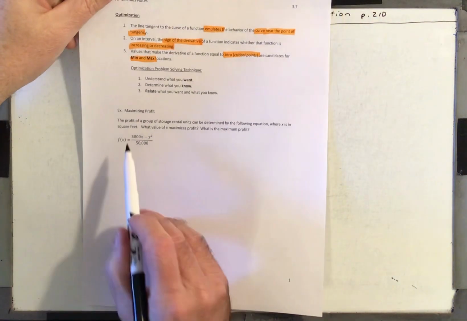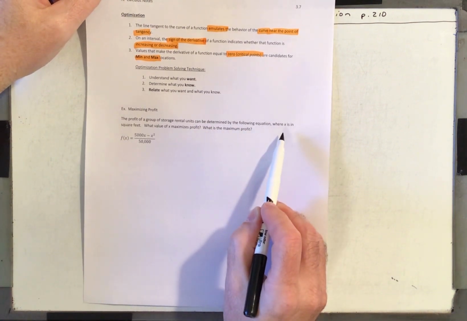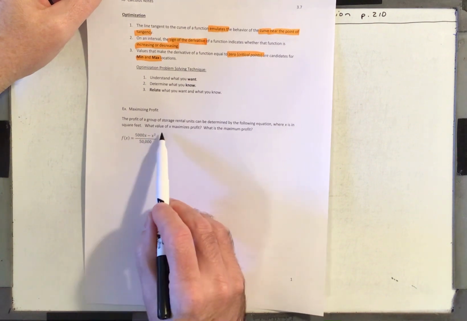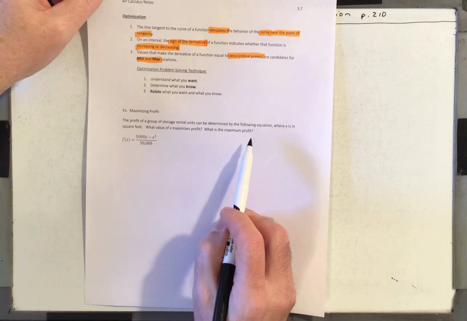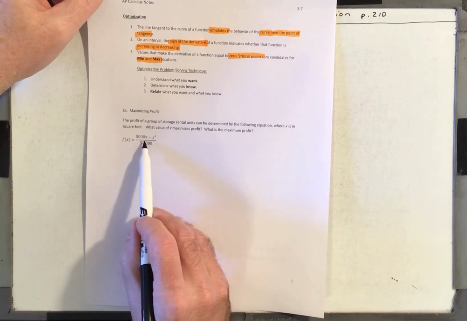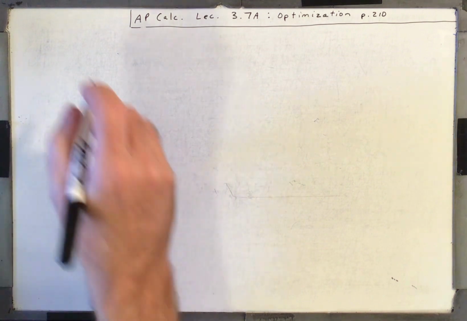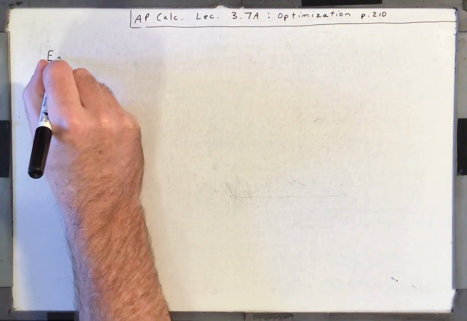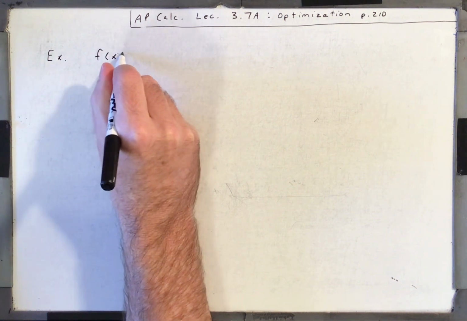So our first one says, the profit of a group of storage rental units can be determined by the following equation, where x is in square feet. What value of x maximizes profit, and then what is the maximum profit? And so we have this equation, f of x is 5,000x minus x squared over 50,000. So to find a maximum, you are going to have to take the derivative, do the first derivative test.